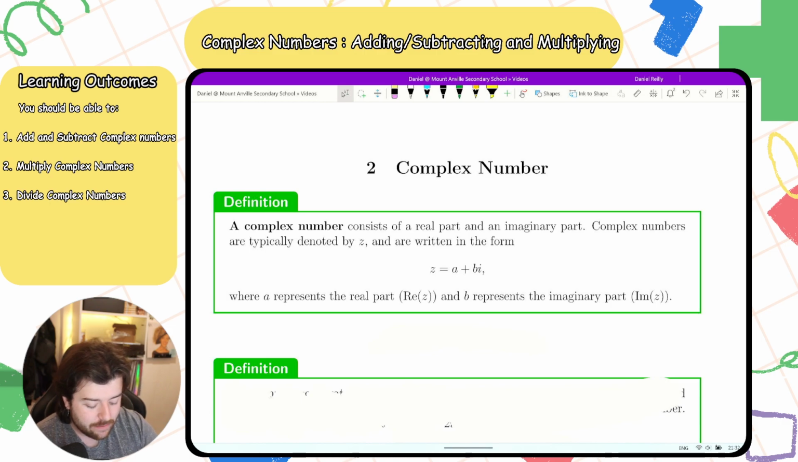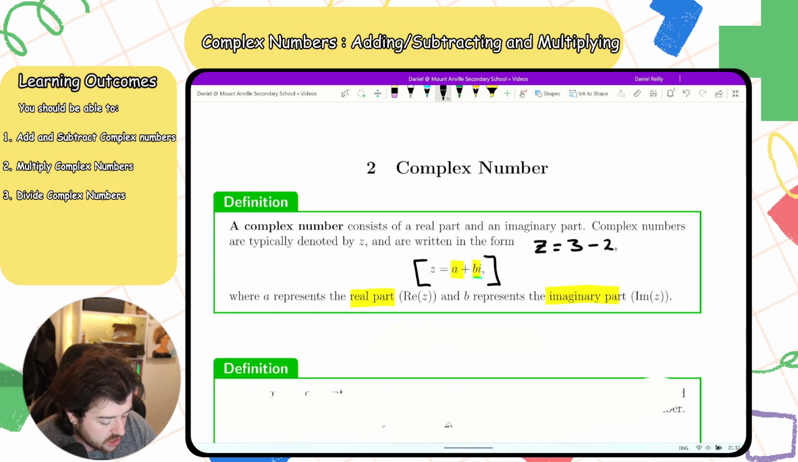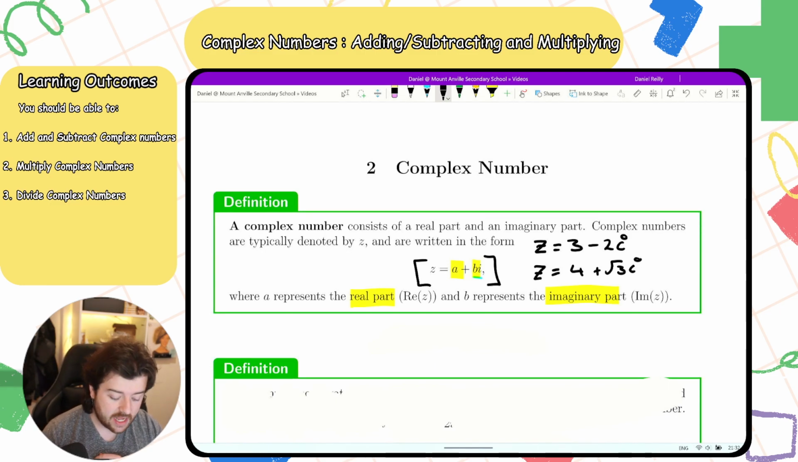So what is a complex number? A complex number consists of a real part and an imaginary part. Complex numbers are usually denoted by z, and they're usually written like this: z equals a plus bi, where a is my real part, i.e. it's a real number, and b is my imaginary part. So, for example, z could equal 3 minus 2i. That is a complex number. I could have z equal to 4 plus root 3 i. That is also a complex number.